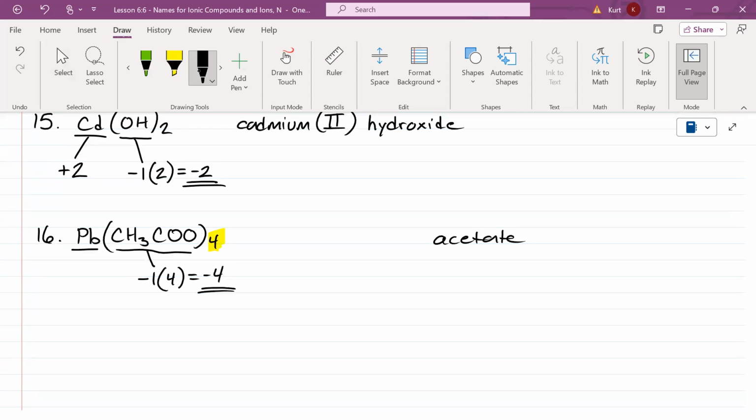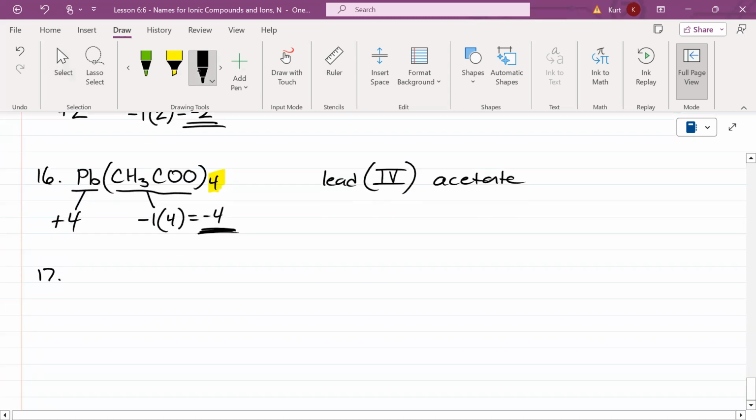Lead is all by itself. So what must the charge of lead be to balance out the -4 from the 4 acetates? Sorry if I said positive. And that should be +4. So this is going to be called lead, Roman numeral 4, that's IV, acetate. Number 17.